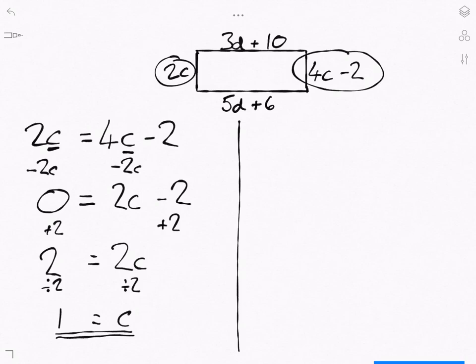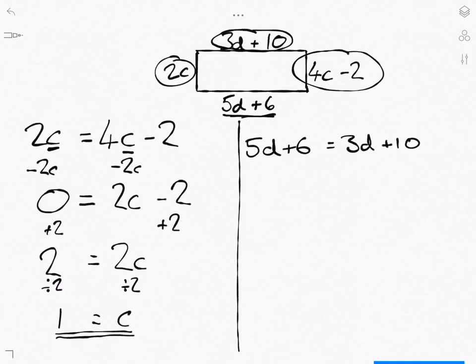And finally, on the other side, we've got 5d plus 6 and 3d at the top here, 3d plus 10. Opposite sides of the rectangle are equal, so they are equal. And just the same as before, I want to get all the letters on one side and all the numbers on the other. So I'm going to put the d's on the left-hand side because the biggest one's here.